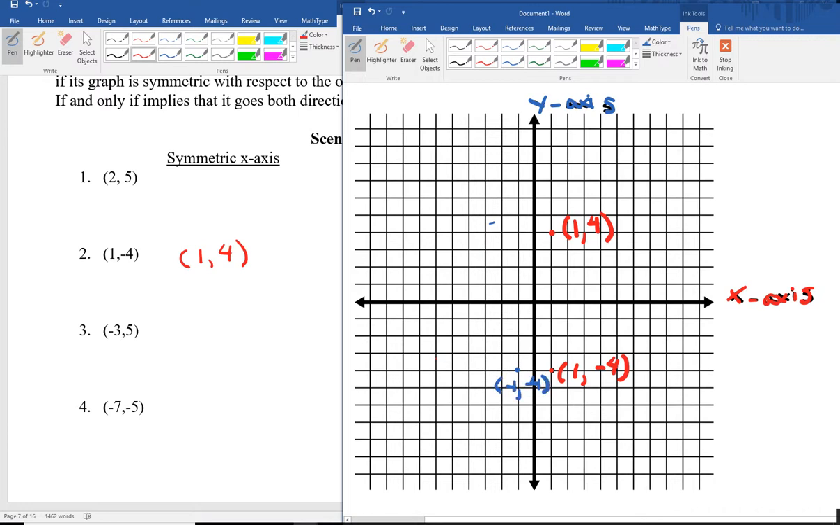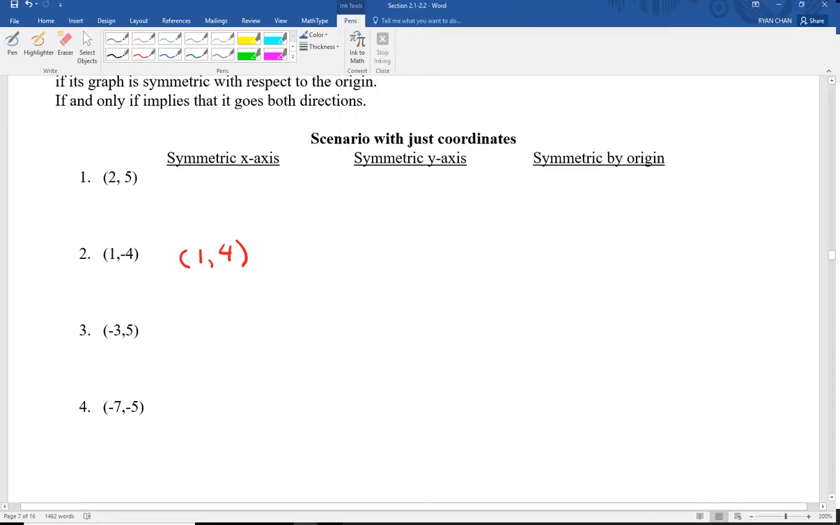So this is my point right here. It's flipped across the y-axis. They're both equal distance from the y-axis, so my answer is going to be -1, -4.